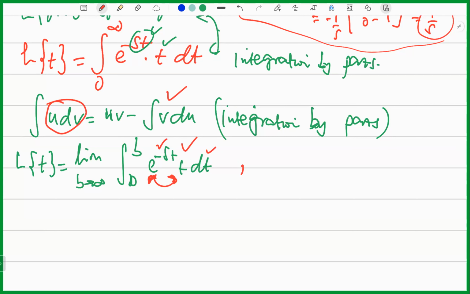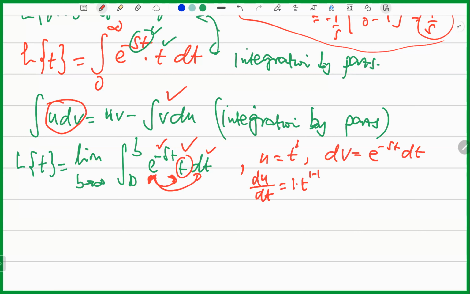So now you say, okay, it's easier to say u is t. And then if u is t, then dv is everything that remains. So it's e to the minus st dt. This is going to work because the derivative of u with respect to t is 1. Why is it 1? Because it's t to the power 1, and then you subtract one from the power by the power rule of differentiation, and this is 1.